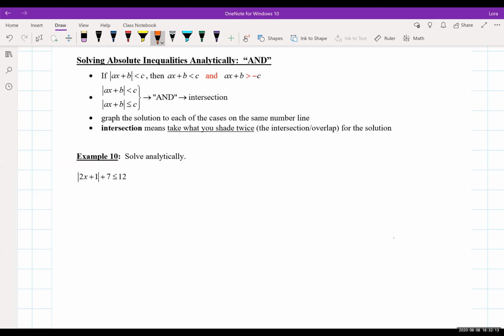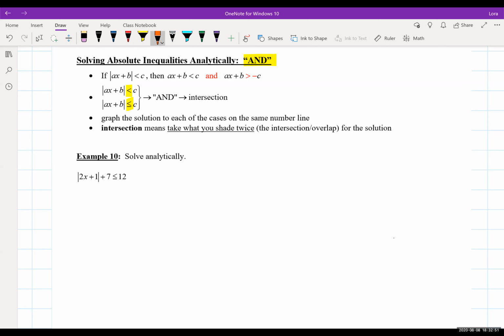Welcome back. We're going to be looking at solving absolute inequalities analytically. And we're going to go over a few examples to help you see the difference between a regular straightforward case and maybe a special case. So the first thing I always want to understand is how do I know it's going to be an AND case? I have a nice sample here where if you see the absolute value bars isolated and you see a less than symbol, then we have an idea that we're going to have an AND case.